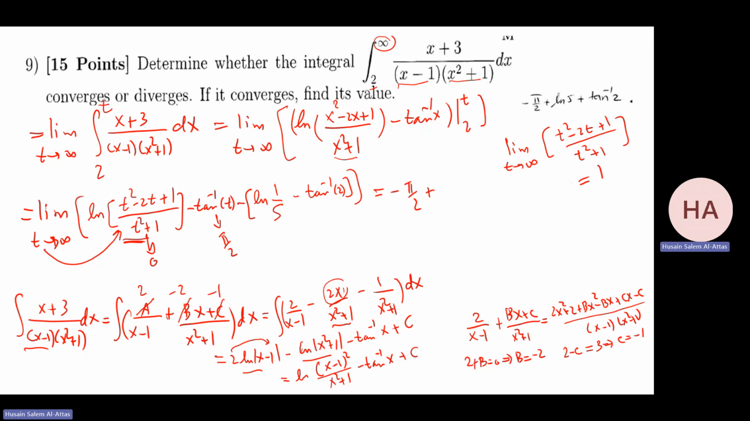Plus minus also. Minus or plus. Yeah, minus. Then 1 over 5. Now it's plus. Plus tan inverse of 2. And this one, it's 5 to the power minus 1. So this is minus pi over 2 plus ln 5. Take this as a power. Plus tan inverse of 2. And this is my answer.